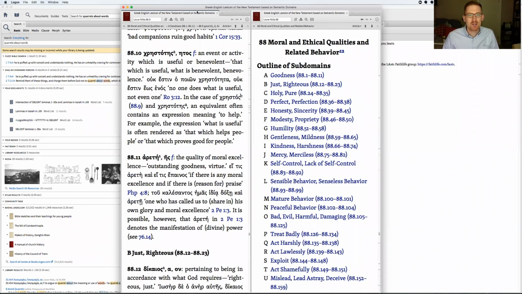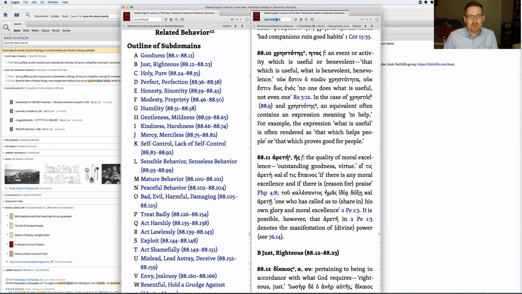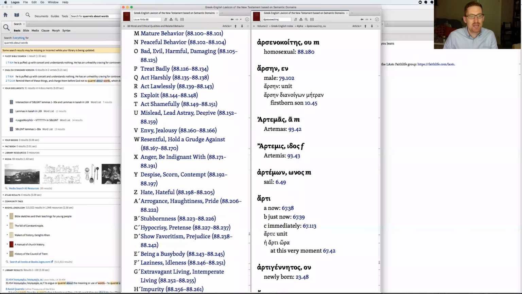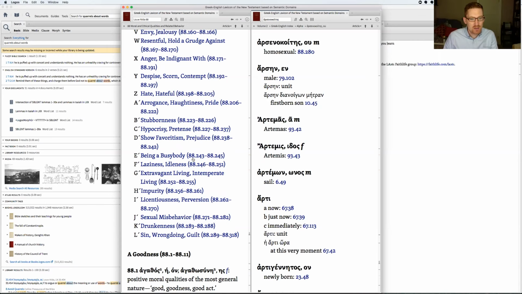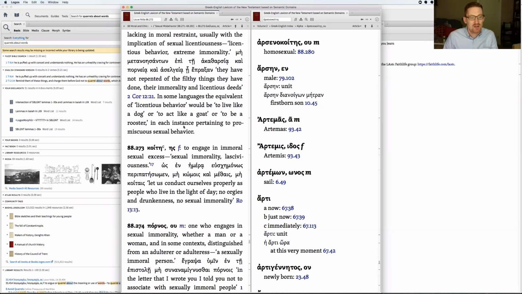I should probably switch these two things here. There we go. So look on the left, you see the domain. Look on the right, you can see the words in that domain. Arsenokoitēs, where did that land again? That was in what domain? I thought it was in, let me see here. Look it up again. 88.280. And once you look up a word, you can find the domain. Okay, it's down here in sexual misbehavior. That is the domain there, and you can find all the other words that are listed in this domain.